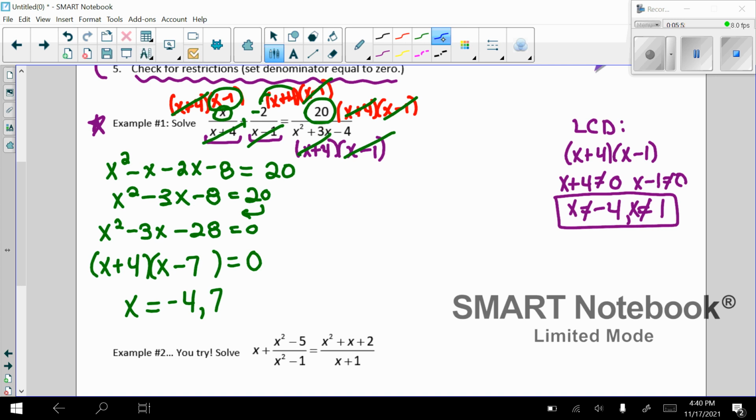Now, we've got our two x values. But look over here. This is where we check. Do we have a conflict? We absolutely do. x cannot be negative 4. Think about it. If we put negative 4 into this equation, we would have 0 in our denominator, wouldn't we? And so that would be an undefined fraction. So the only solution we have to this equation is x equals 7.